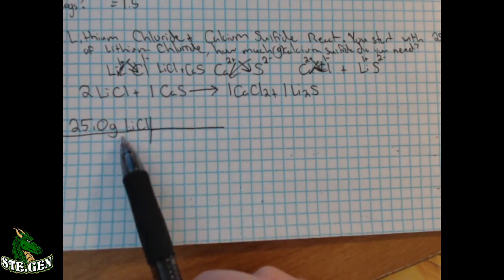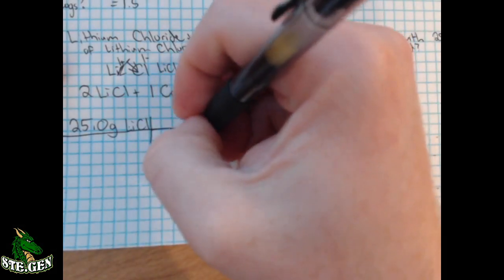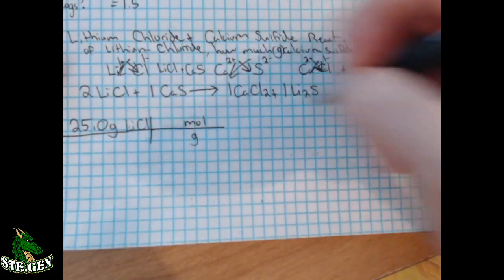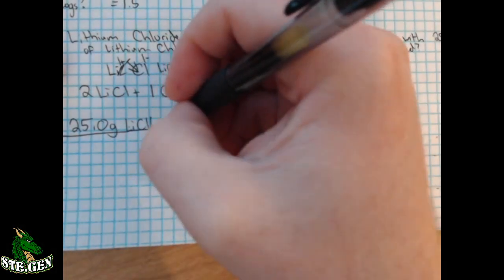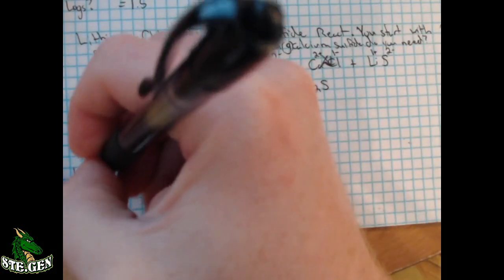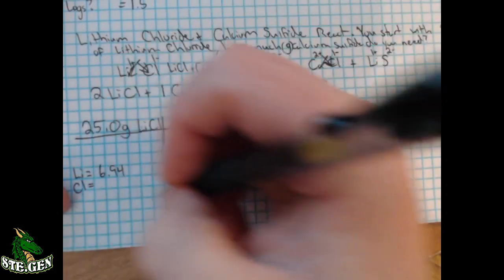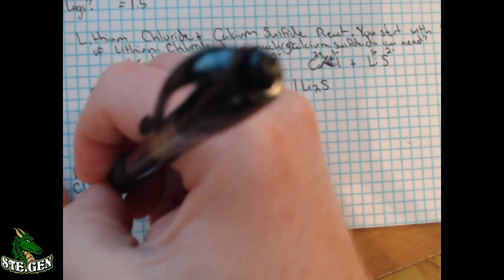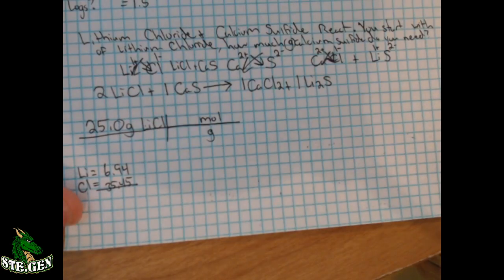So first, we actually have to get this grams into moles of LiCl. So to do that, we're going to need to go to the periodic table, Li and Cl. Li is 6.94, Cl is 35.45. We're going to add those two together on my calculator over here.